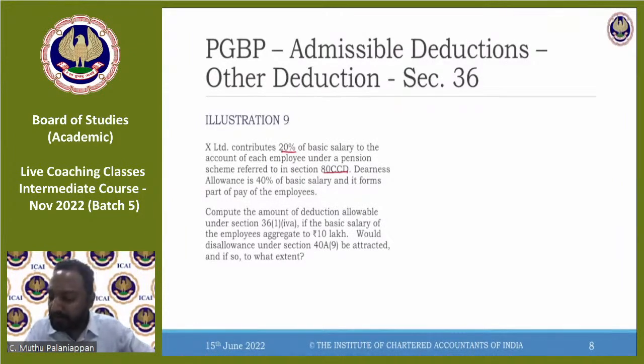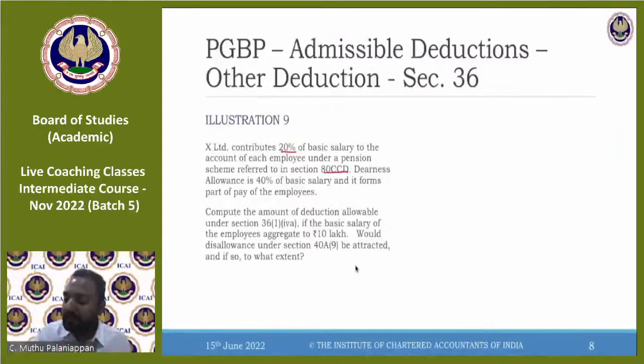Dearness allowance is 40% of basic salary and forms part of the employee's salary. Correct? So it is forming part of the employee's salary. Now out of this, we have to compute what is the eligible deduction under section 36(1)(iv)(a). According to this, whatever is covered under pension fund, the maximum eligible is only 10%. Beyond that, it is not allowed. So now we need to understand what is actually eligible as this deduction.